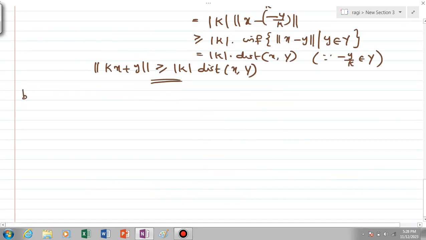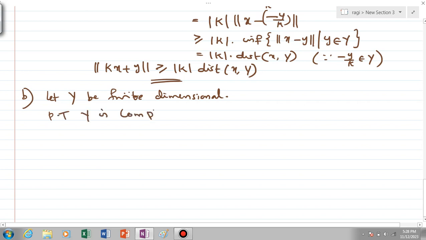Now we will discuss the proof of part B. That is, first that Y is finite dimensional. Let Y be finite dimensional. Then we have to prove that Y is complete first. That is, every finite dimensional space is complete. So this is a very important result. We have to show this by using mathematical induction on the dimension of Y.